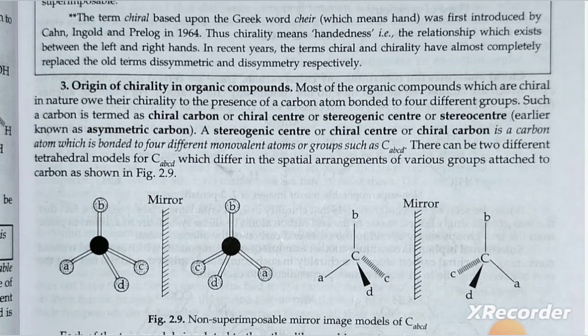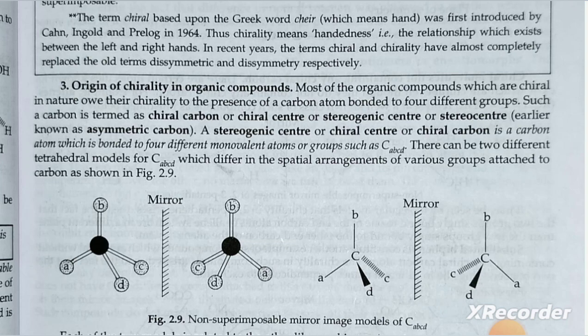Third is origin of chirality in organic compounds. Most of the organic compounds which are chiral in nature owe their chirality to the presence of a carbon atom bonded to four different groups. Such a carbon is termed a chiral carbon or chiral center or stereogenic center or stereocenter, earlier known as asymmetric carbon.